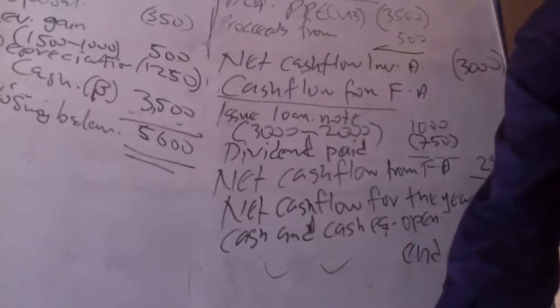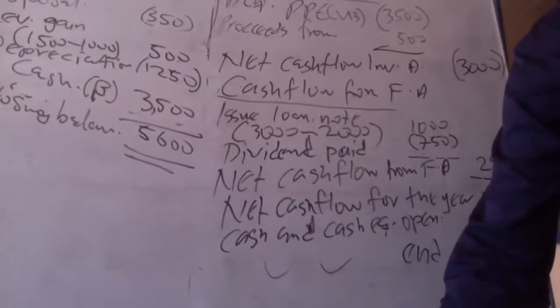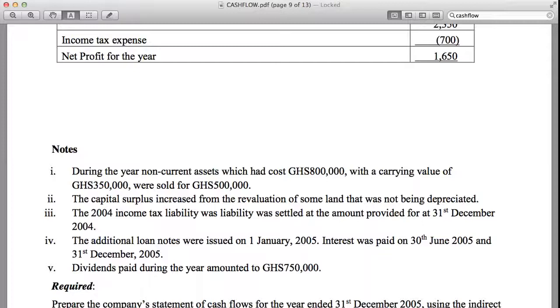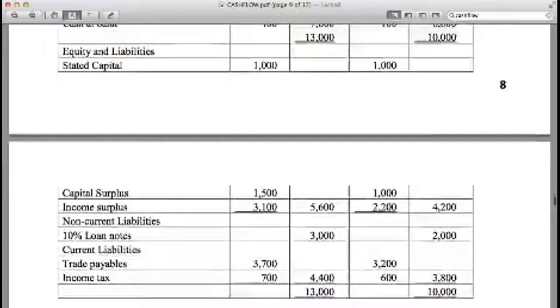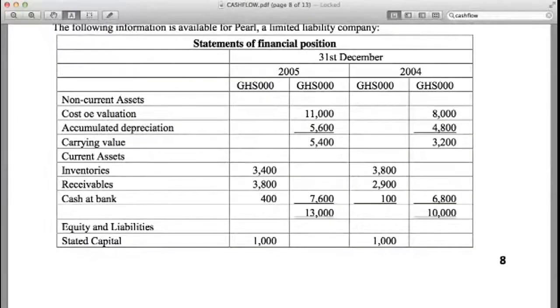So when you go to the question, what's the open cash balance? From the question, cash at bank and cash in hand. Good. 400 was the open balance, and then the closing balance is 100. No, I've changed them. The open balance here is 100. And the closing balance is what? Closing balance is 400. Good. That's it.